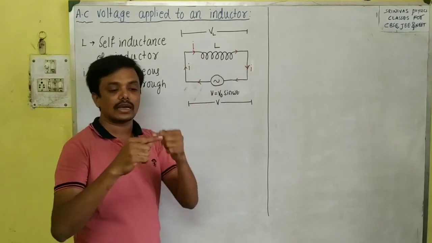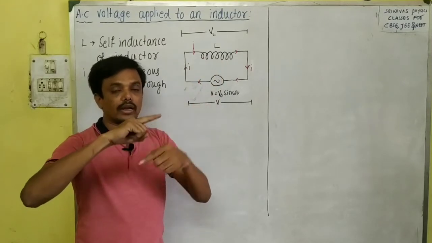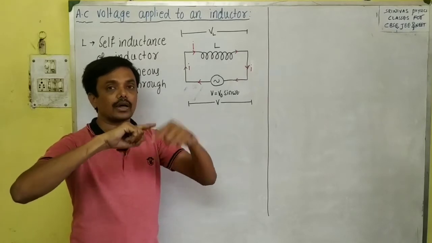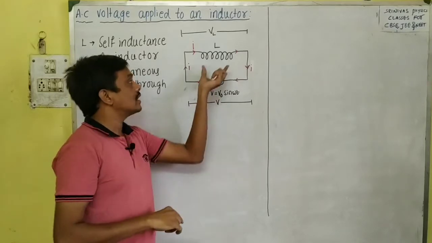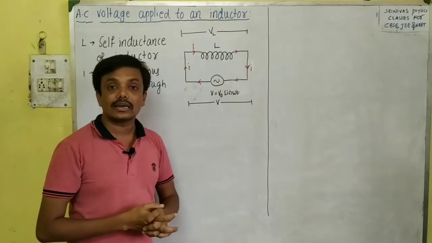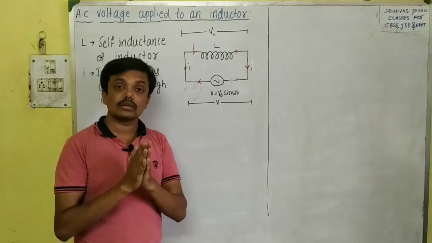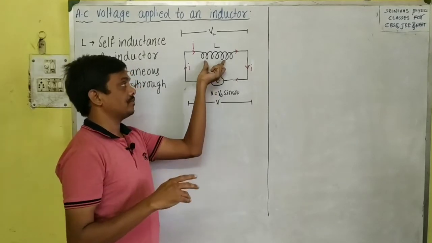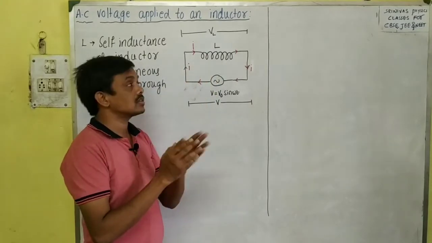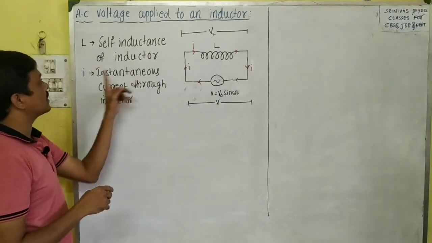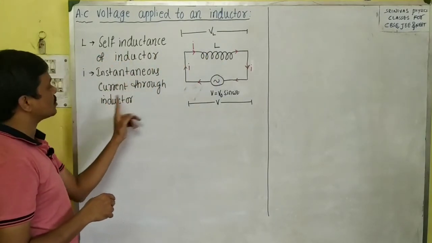Inductor is nothing but a current carrying wire. An insulated copper wire wound like a coil is called an inductor. A solenoid with large self-inductance is called an inductor. L is the self-inductance of the inductor and I is the instantaneous current through the inductor.